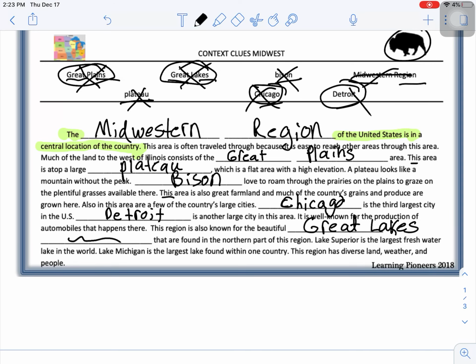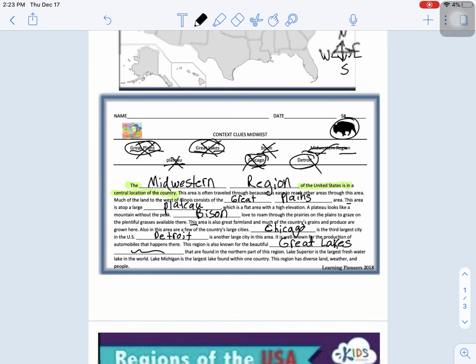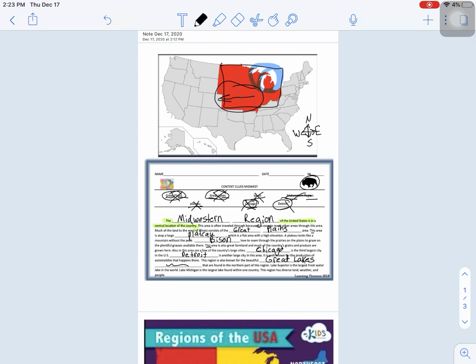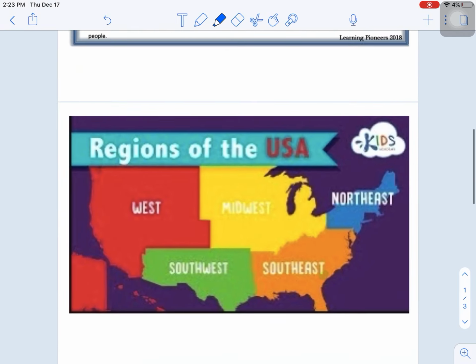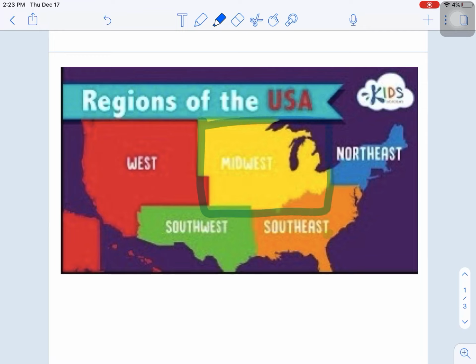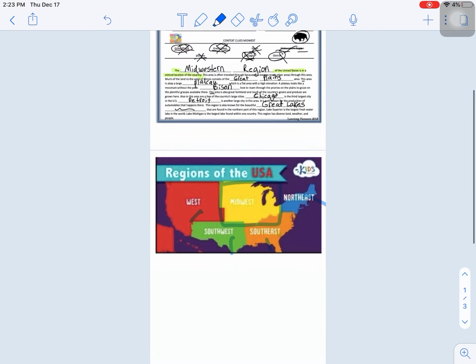This region has diverse land, weather, and people. So that is just a little bit about our Midwest region, is what we call it here. So I'm going to erase up top. Oops, there we go. So our Midwest region up top here. This is what Michigan is a part of, our Midwest. If we come down here again, you can see that we are in that same section, the Midwest region of the United States, but there are 4 other ones around the United States that we're not a part of in Michigan.